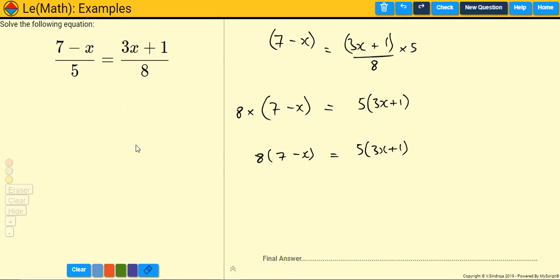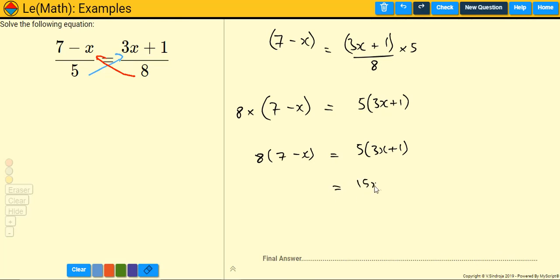If you look at literally what's happened, we've taken this thing here and timesed the 8 up, and we've taken this thing here and timesed the 5 up. It's basically like a crisscross going on. The 5's multiplied that, and the 8 has multiplied that. The only reason we've put them in brackets is because we're timesing all of it by 8 and all of that side by 5. So what we need to do is expand all the brackets now.